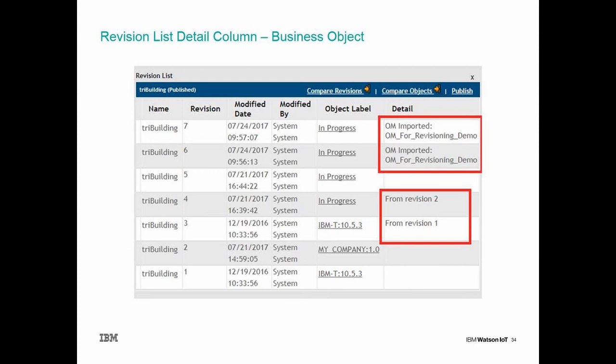And then here are some examples. So here's the detail column on the business object revision list. You can see that revisions 7 and 6 here were OM imported, then the name of the package, which is OM for revisioning demo. And then you can see that revisions 4 and 3 came from reverting to previous revisions. So for example, revision 4 says it was created from revision 2.